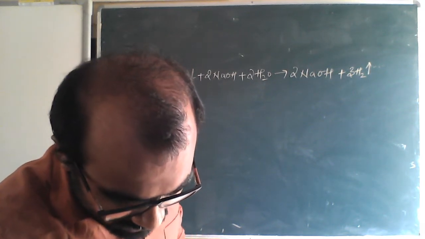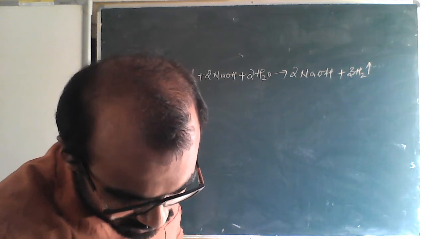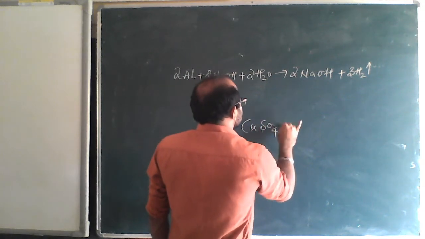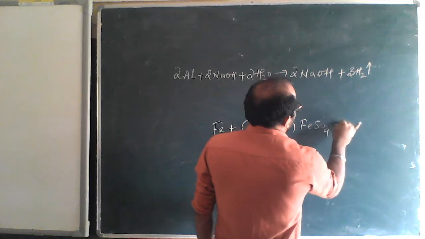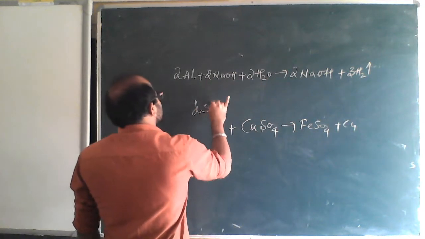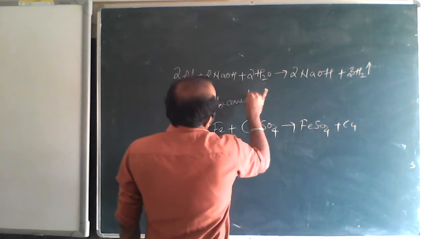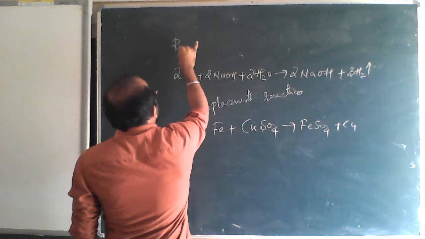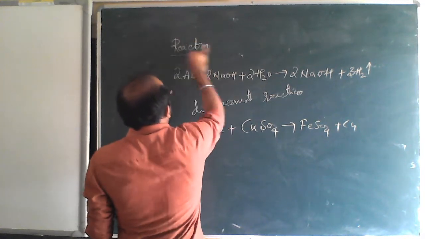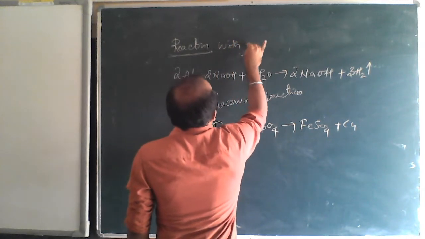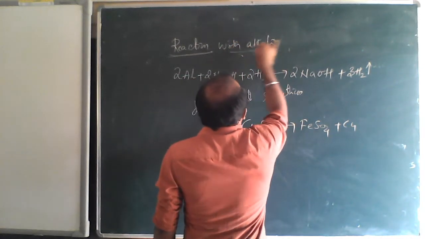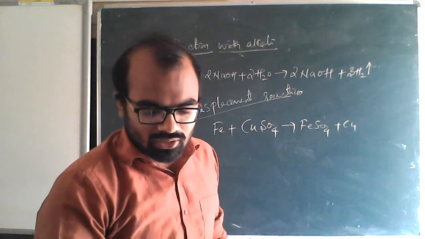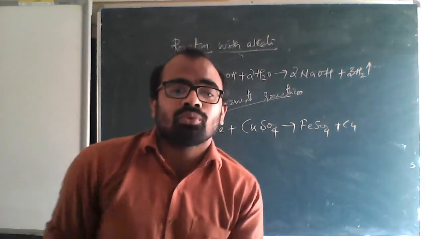Another one is displacement reaction. Fe plus CuSO4 is equal to FeSO4 plus Cu. We will call this a displacement reaction. And this one is reaction with alkali. Those all are metal reactions. So these two we will learn properly. I hope you all are clear.